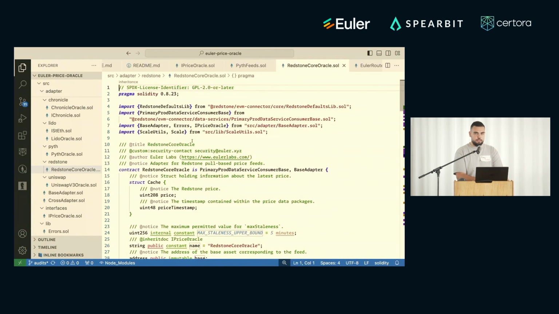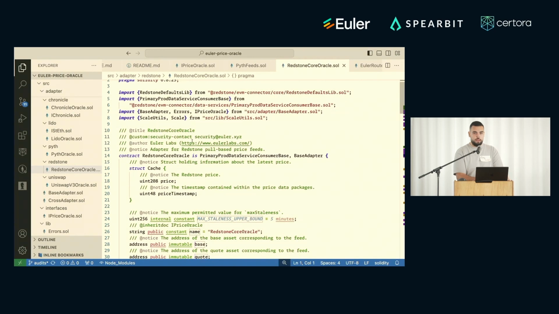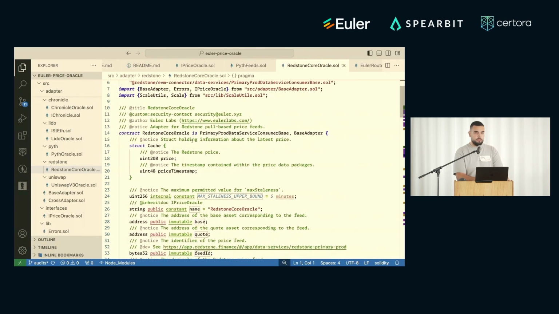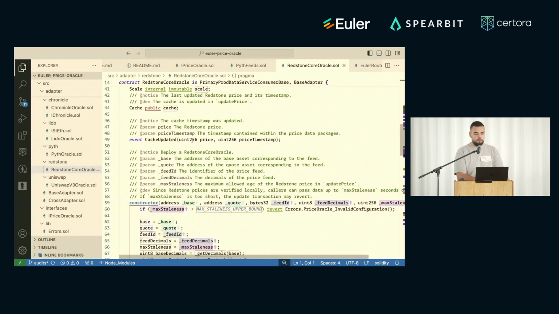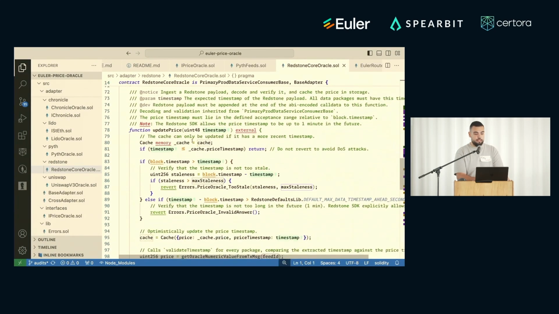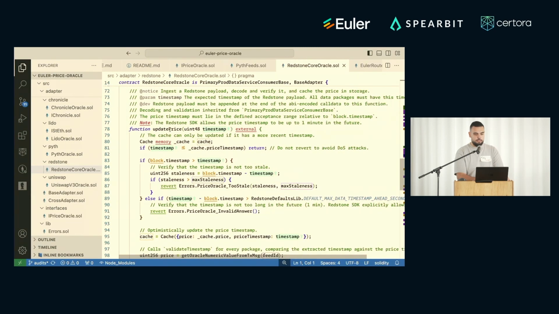Redstone makes it harder. Not harder, but it's more security sensitive, because it's once again a pool-based oracle, but it doesn't have a global caching registry. So this means for the adapter that it will basically have to act as this registry. And so you will see that this is the only adapter that contains an update price method.